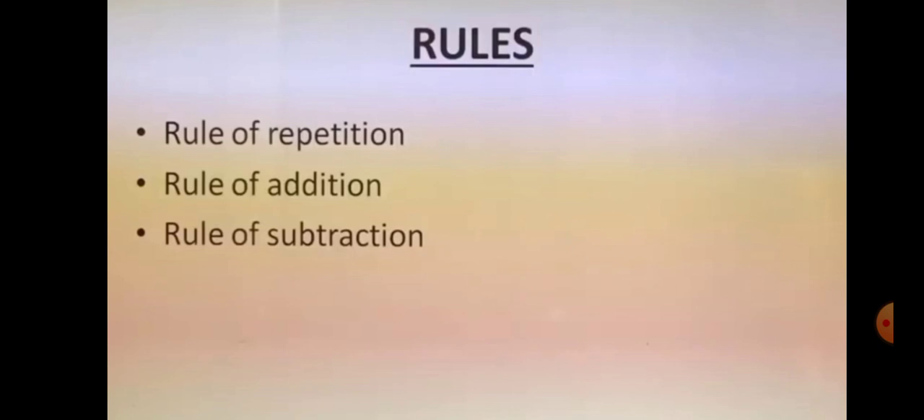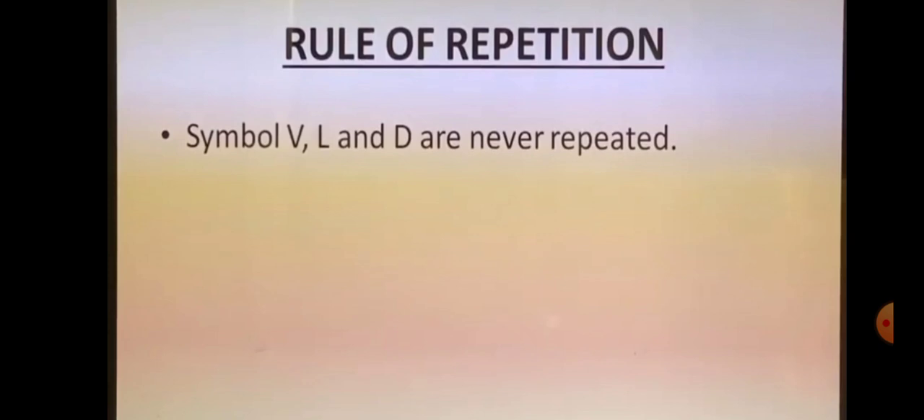Rules. Here we have 3 main rules. With the help of these rules we can write different kinds of Roman numerals. First is the rule of repetition, second is the rule of addition, third is the rule of subtraction. One by one we will discuss them. So first is the rule of repetition.